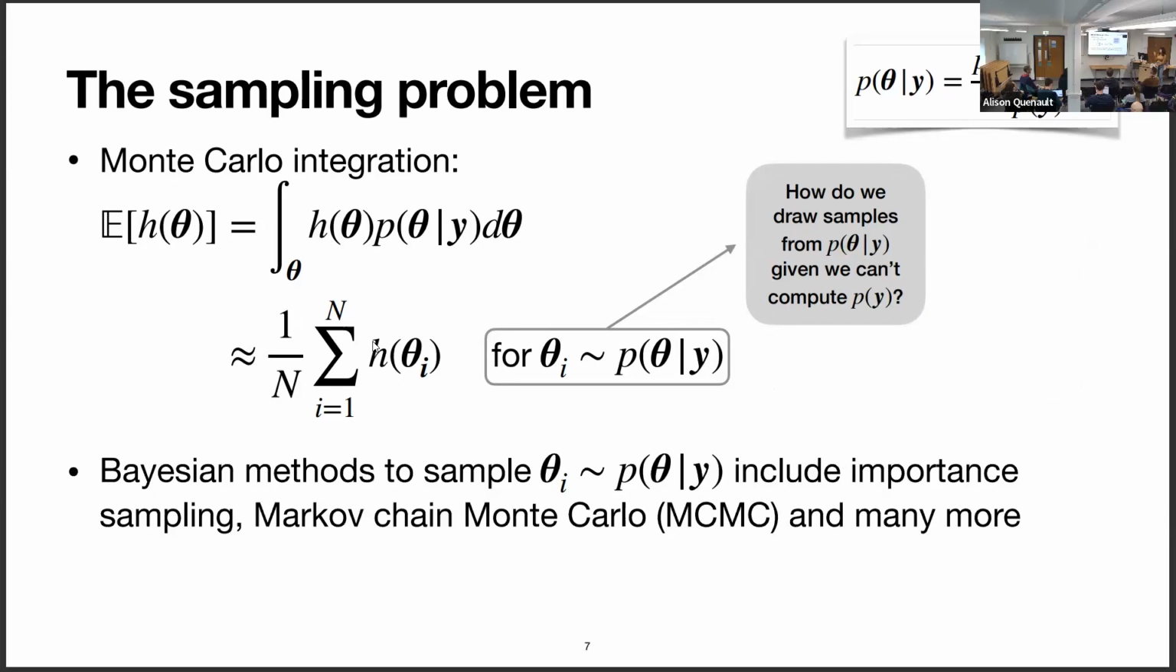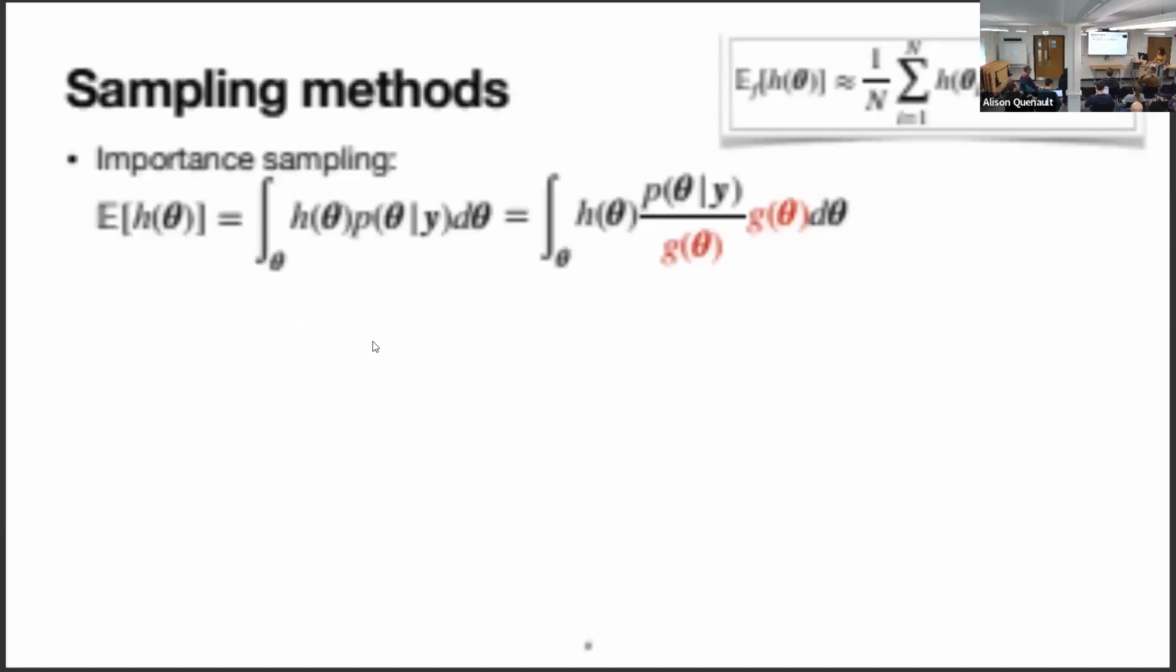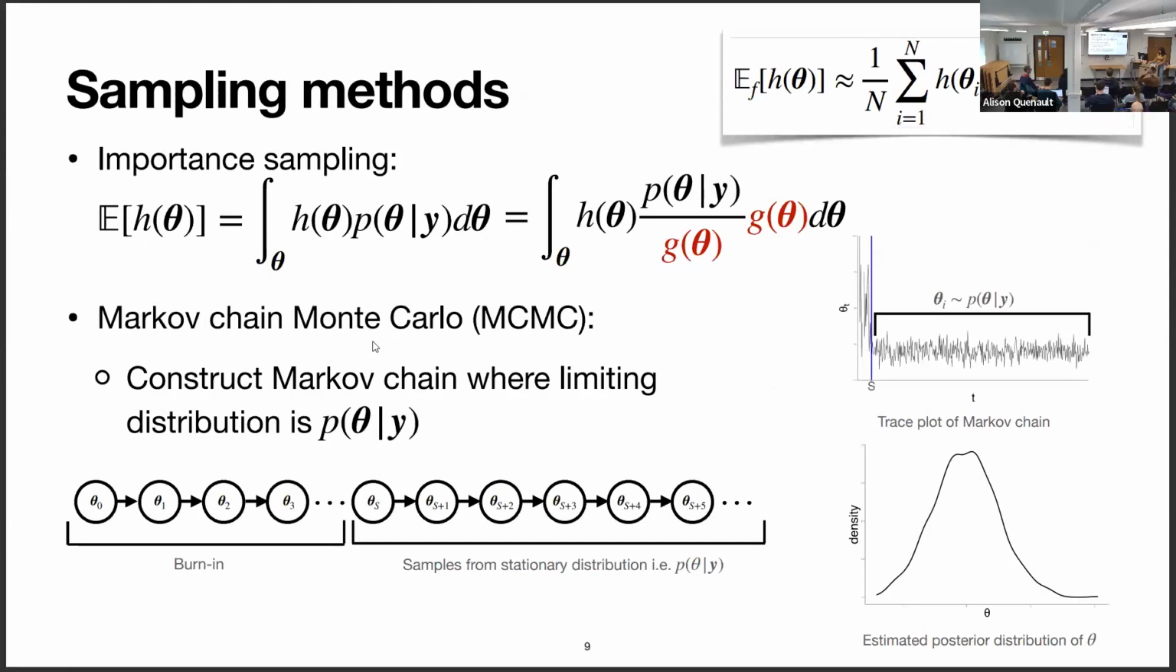The ones that I'll talk about today are importance sampling and MCMC. With importance sampling, you have a distribution that's hard to sample from, so you instead sample from an easier distribution and then correct for the fact that you're sampling from the wrong one. With MCMC, you want to construct a Markov chain where the limiting distribution is your posterior P of theta given y.